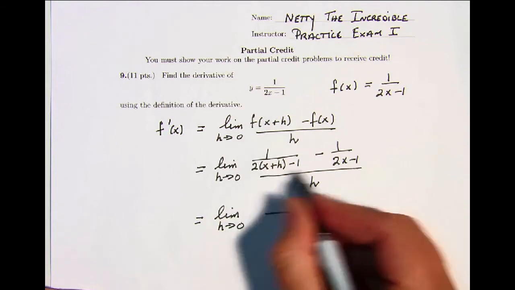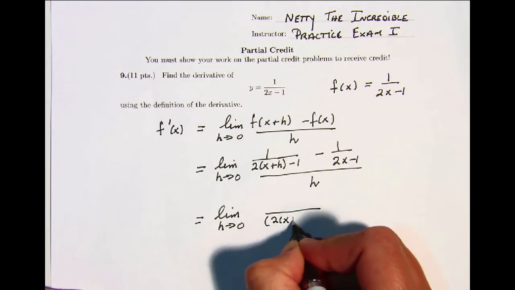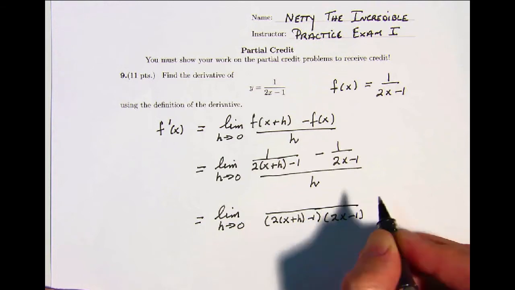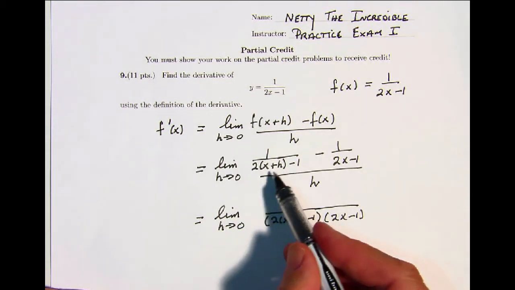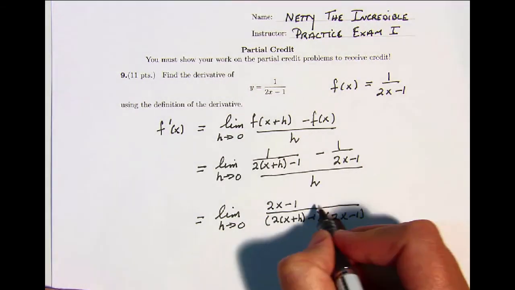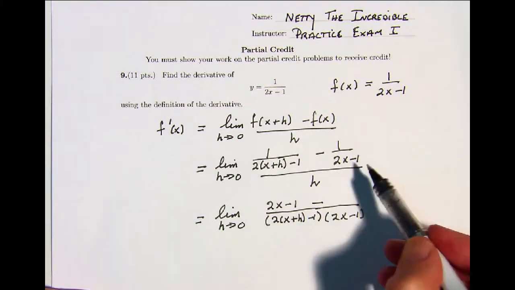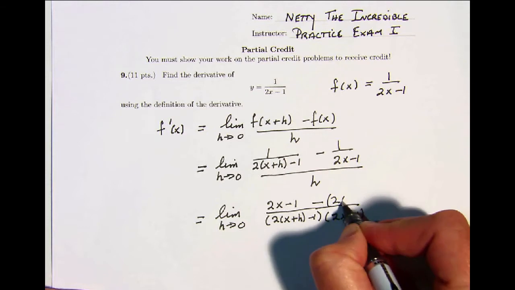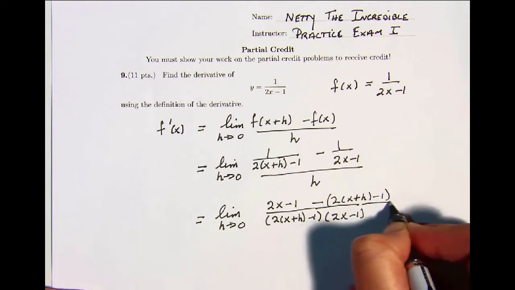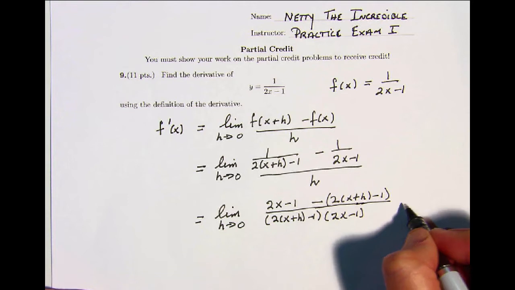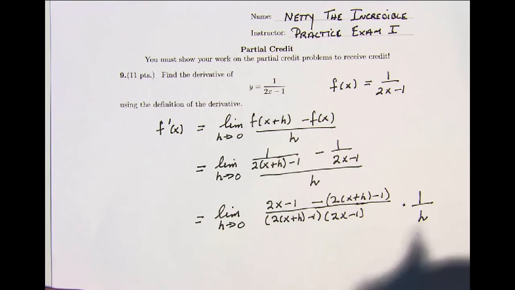So I find the lowest common denominator by multiplying the denominators. I divide this lowest common denominator by the first denominator and multiply the answer by 1. So I get 2x minus 1 times 1 minus, I divide this common denominator by the denominator here to get 2x plus h minus 1 times 1 as the numerator there. And now I must divide everything by h, but anything divided by h is the same as multiplying by 1 over h. Now I can cancel some things.